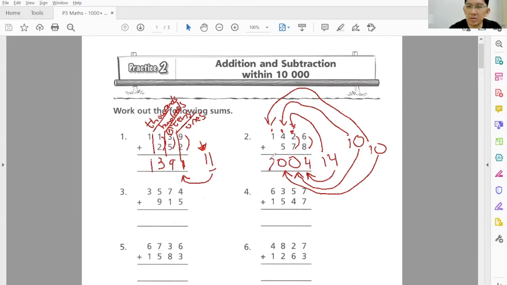So the answer to 1,426 plus 578 is 2004. The answer is 2004. All right. Now, I'll make some space because I need to obviously write a lot more later here. Okay, let's move on to number 3.